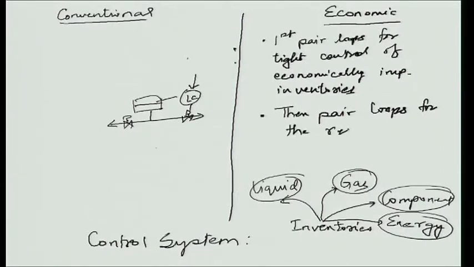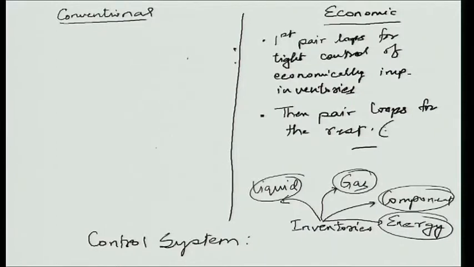How are things done in conventional practice? In conventional practice, for the rest, and these rest include levels and pressures, etc., how are things done in the conventional pairing approach? Usually, the throughput manipulator is chosen at the feed to the process.